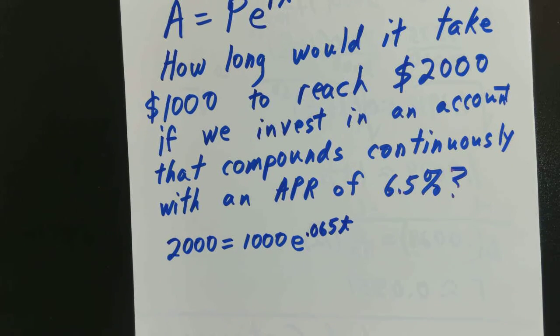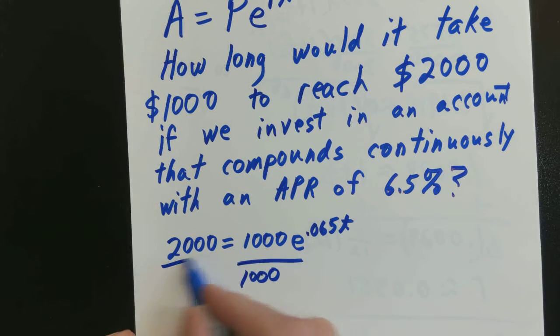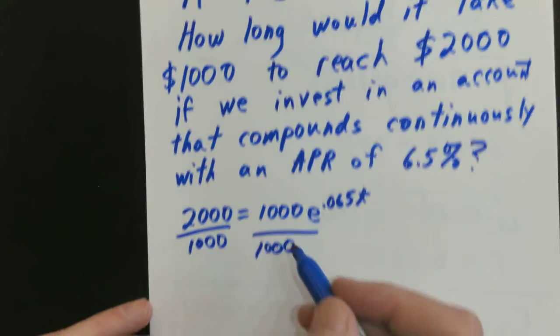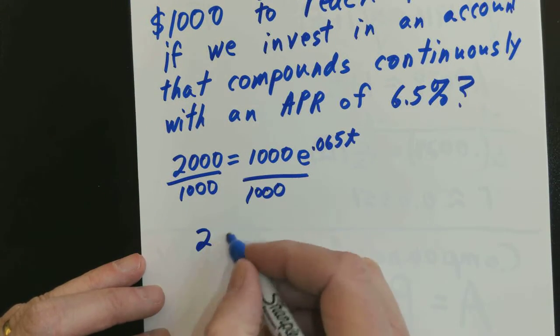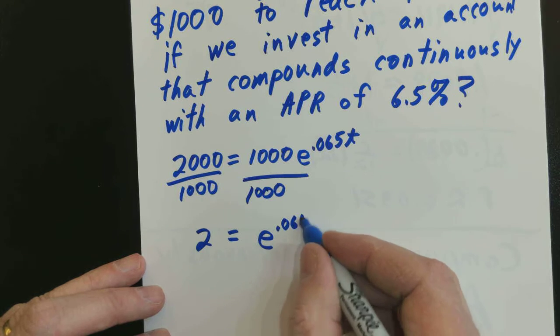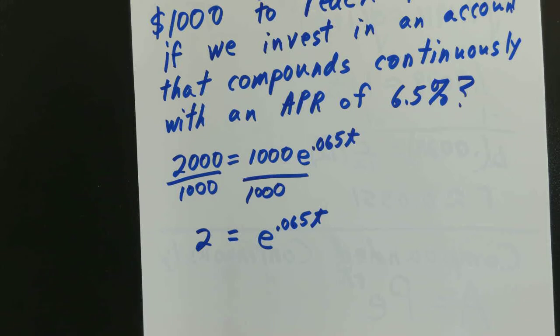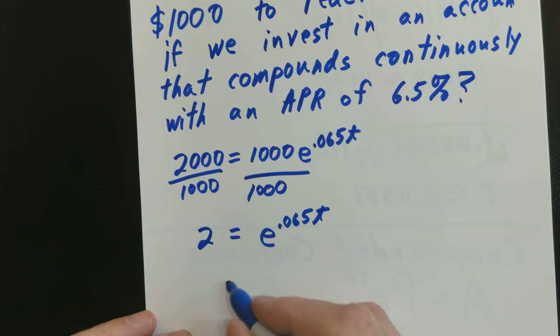All right, now, what would you do next? Clayton? Divide by 1,000. So basically that's 2, right? Equals e to the 0.065t power. Now what are we going to have to do to solve this? And that doggone unknown is in the exponent.